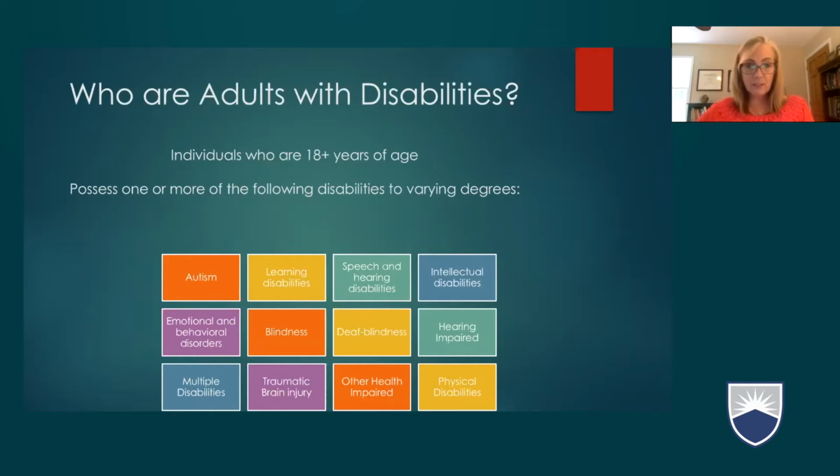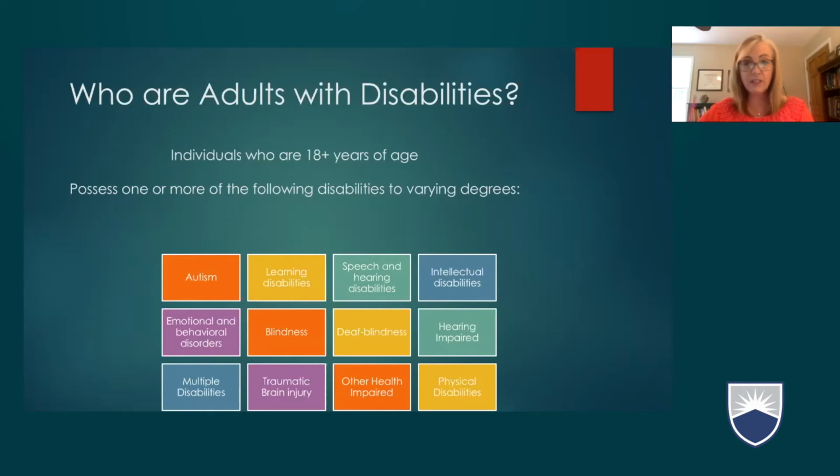Individuals who have learning disabilities have a typical intelligence. However, they have problems with processing difficulties. So they hear the information around them the same as you and I do, but once it gets to their brain, the brain has a hard time making sense of it. Speech and hearing, it should really be speech and language problems. Those are people who might have what is called an expressive language delay or a receptive language delay. They might have a stuttering or some kind of fluency issue.